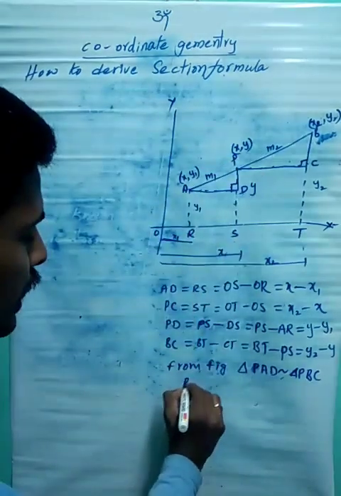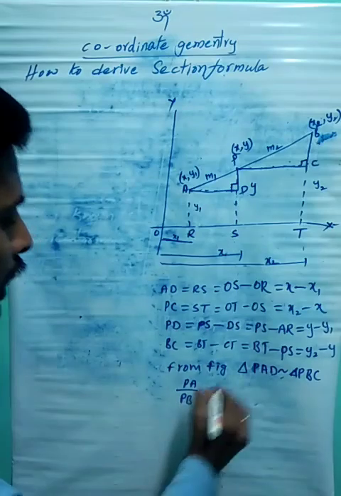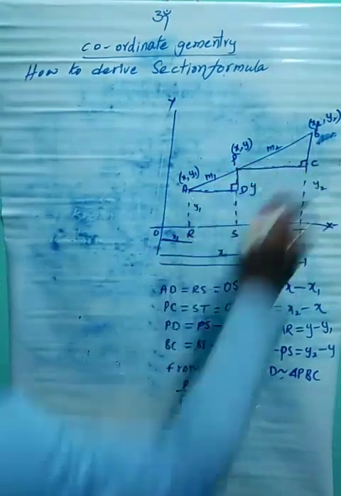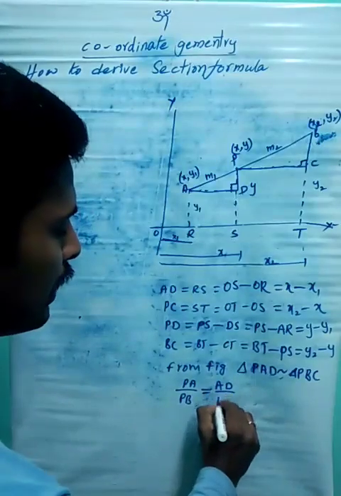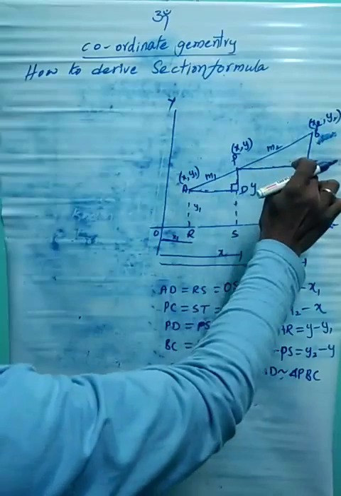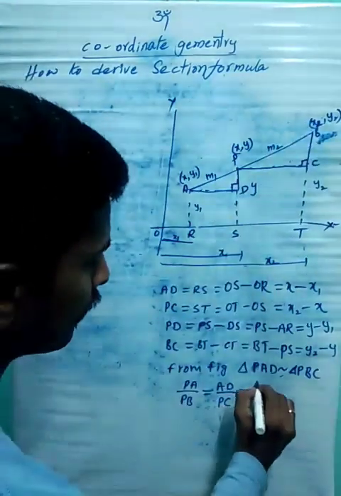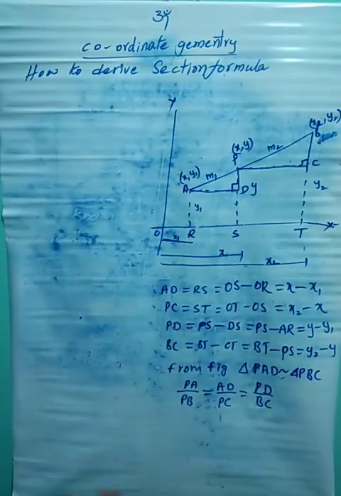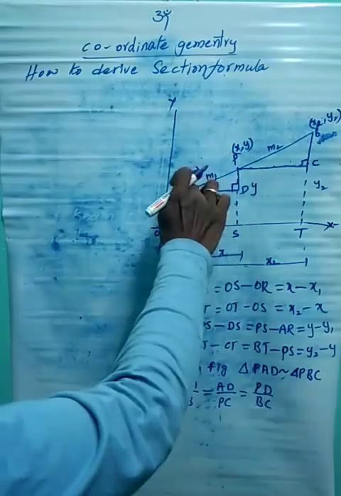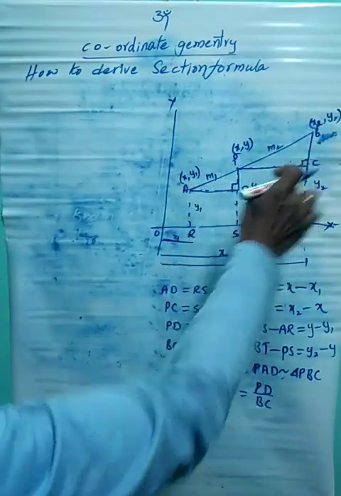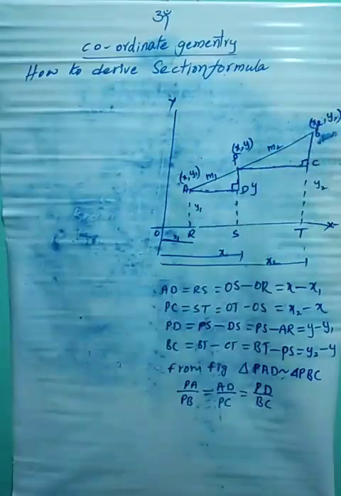That means PA by PB. When they are congruent, PA by PB is equal to AD by PC, which is equal to PD by BC, the corresponding sides by the side-angle-side rule. Here it is AP or PA by PB, and AD by PC, and PD by BC.